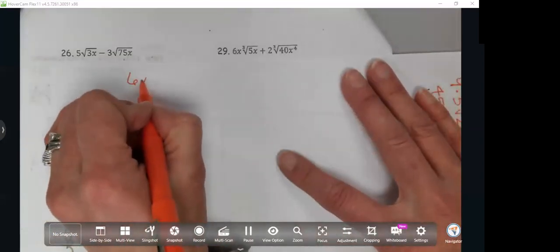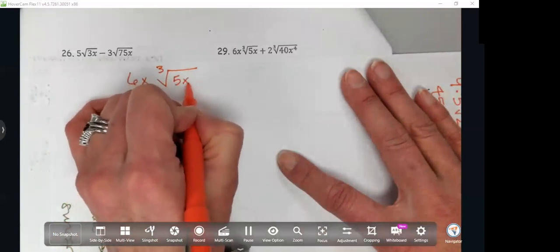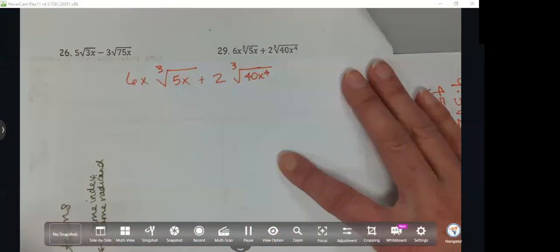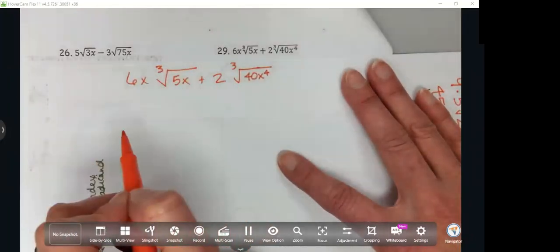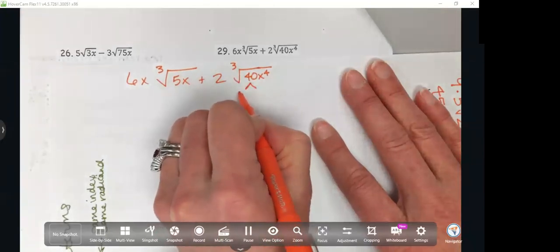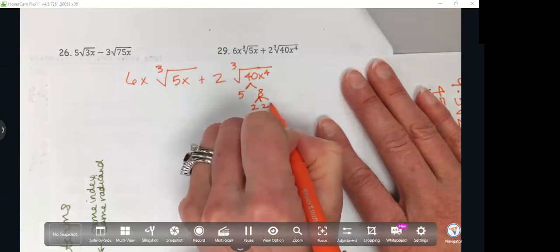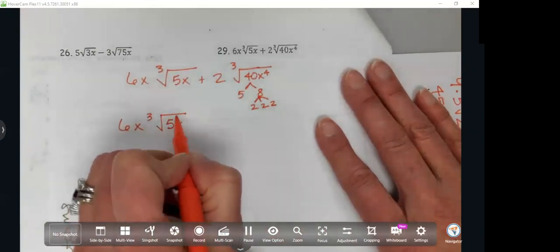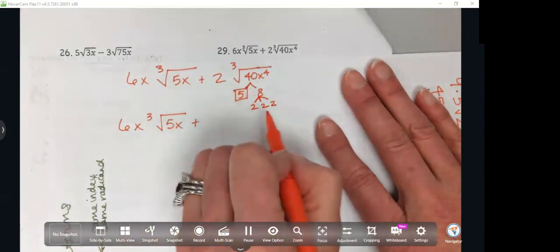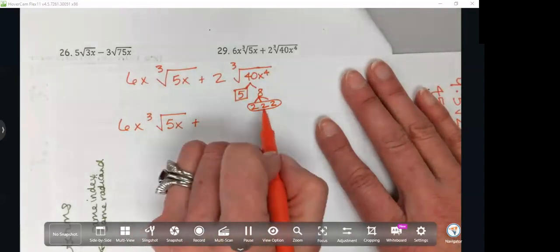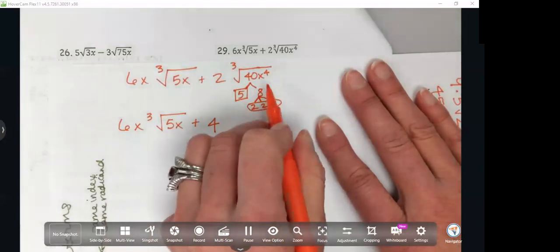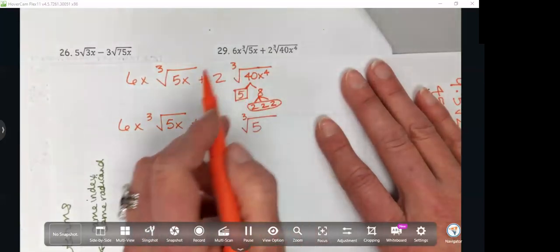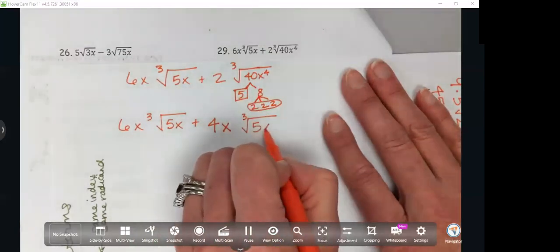Now I've got 6x with the cube root of 5x plus 2 cube root of 40x to the 4th. All right, so I need 3 of the same things. This is as simplified as it gets. This, however, is going to be 5 times 8. 8 we know is 2 times 2 times 2. So we'd have 6x cube root of 5x plus, this is going to stay in, these are going to come out. So 2 times 2 is going to give me 4x, and then I can leave the 5 in here. And then x, 3 of them come out as 1, and 1 of them stays in as x.